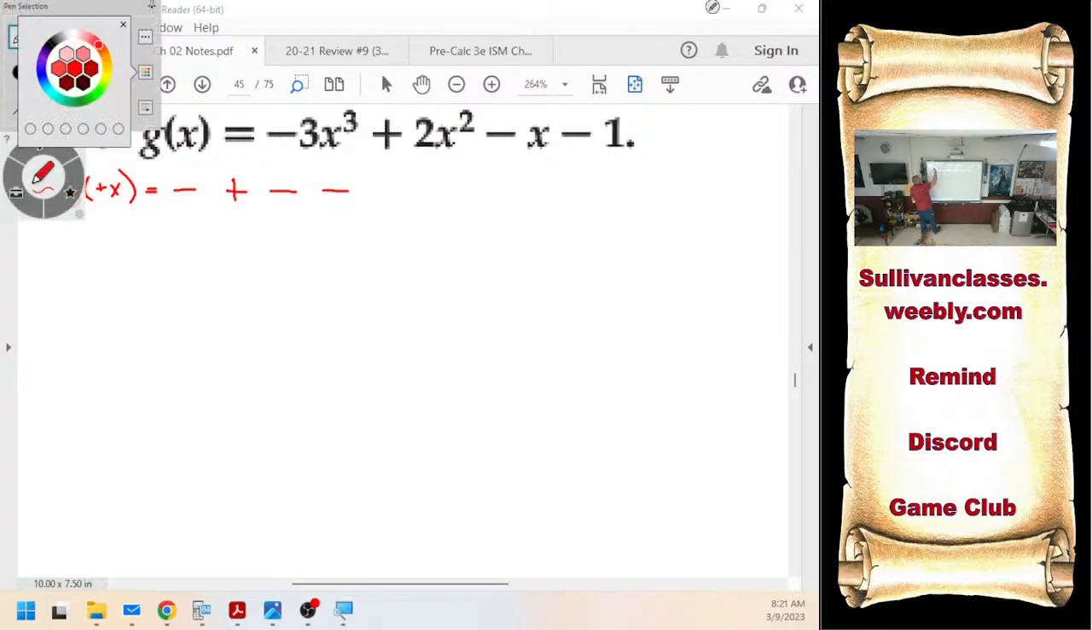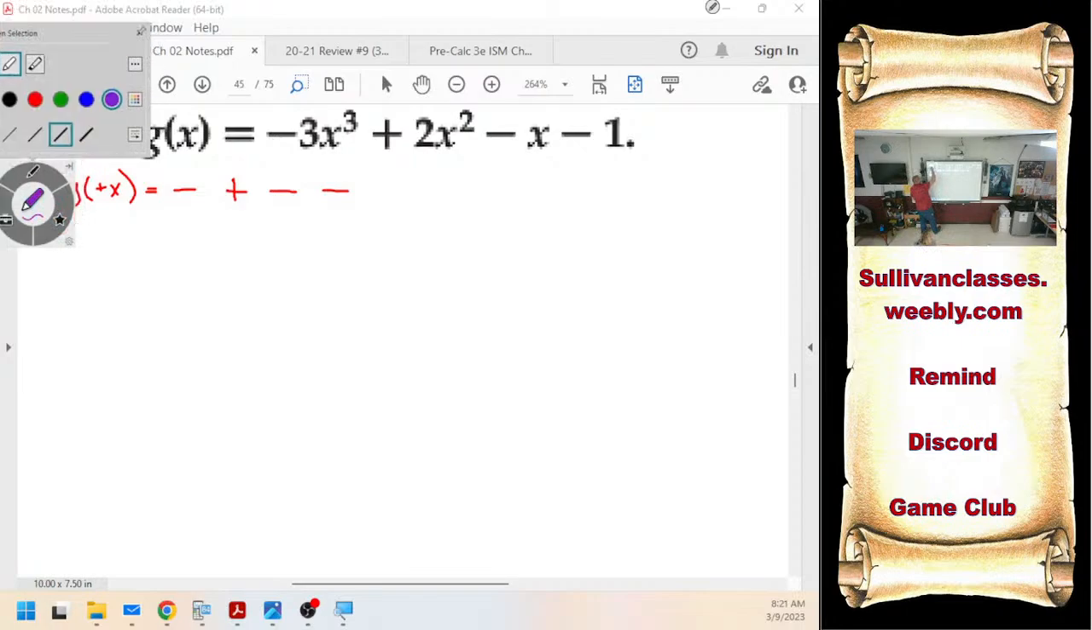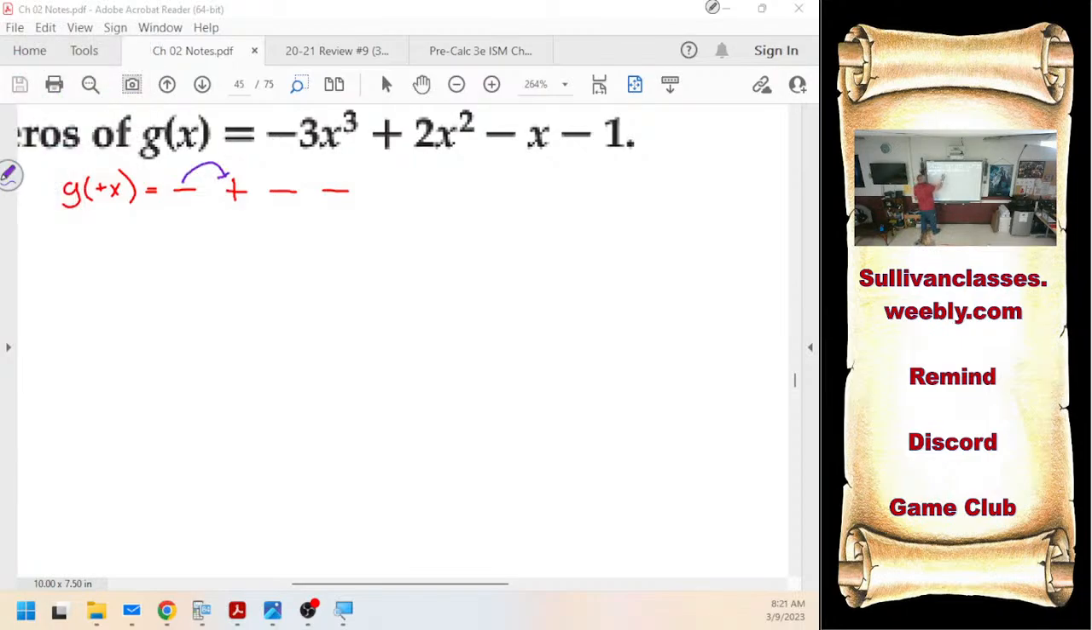So, green. It changed once, it changed twice, it stayed the same here. So I would say there are 2 possible, because I put in positive x, positive real zeros. Yes, I left that blank space for a reason. There's going to be a little more there, if you remember from Algebra 2.